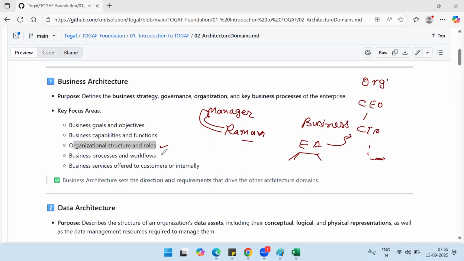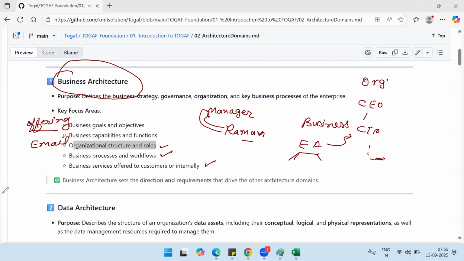You need to know the business process and workflow. You need to know the business services offered to the customer or internally, right? So you need to know that this is our offering. We use the term offering. For example, we provide notification through email, not through SMS. So the customer says, "Oh, I did not receive the SMS." Yeah, because we are not providing it. So what services are you providing? This comes under the business architecture.